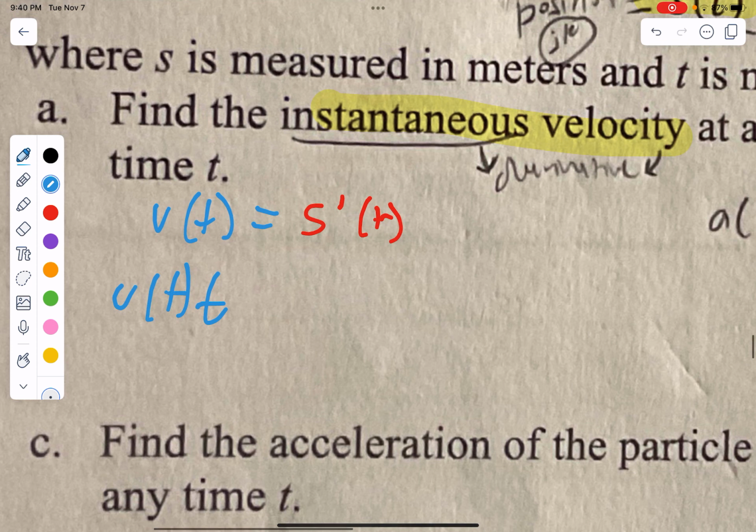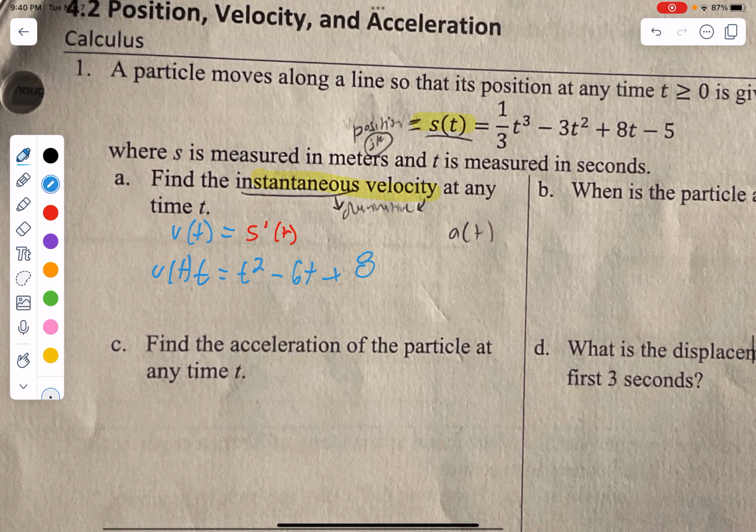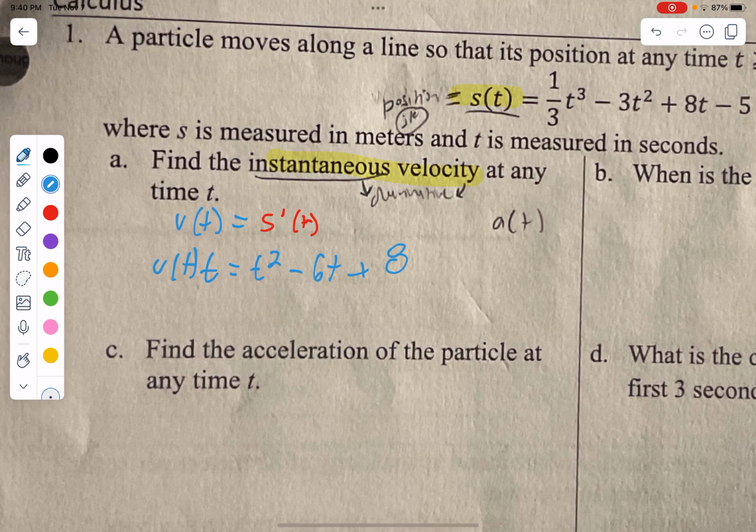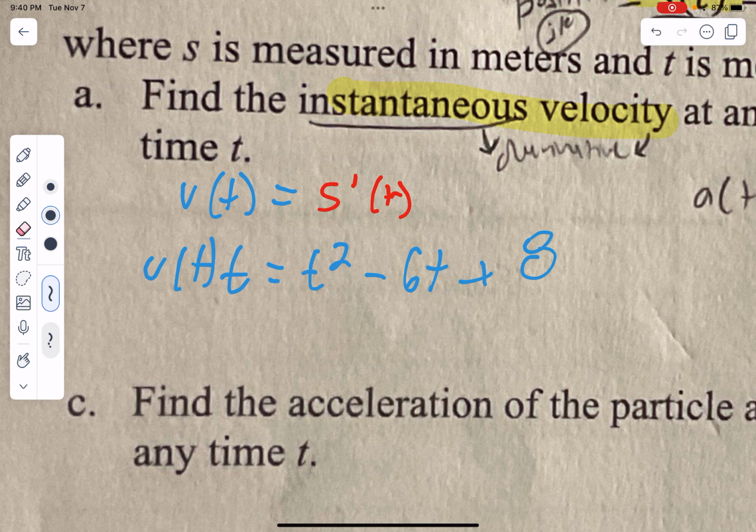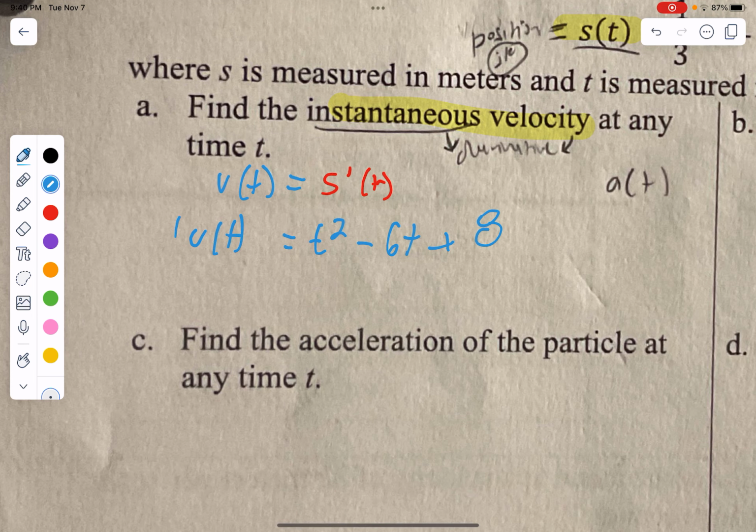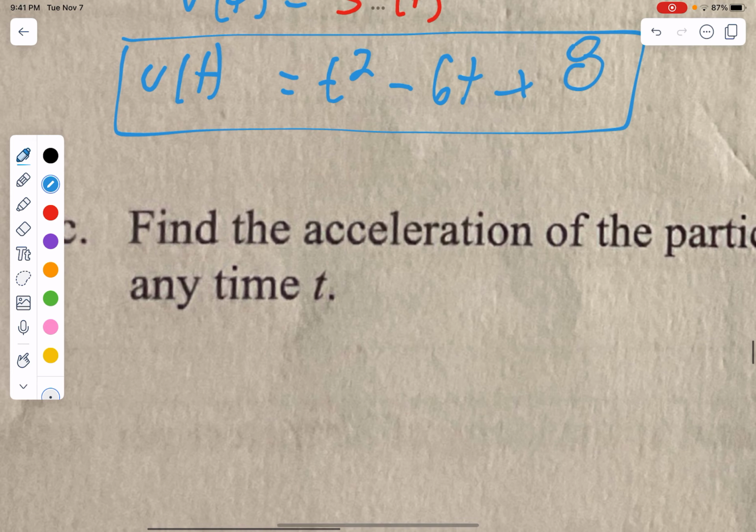V of t equals t squared minus 6t plus 8. Just so you know, we used a constant rule for the 5, and then we used power rule for the remaining terms there. So that is our lovely little thing here. There's velocity. And now find the acceleration of the particle at any time t.